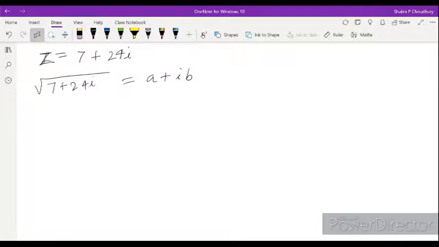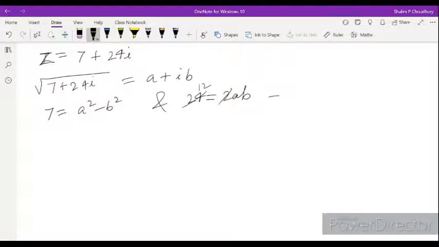So using the formula, 7, x is equal to a square minus b square. So 7 will be equal to a square minus b square and 24 will be equal to 2ab. So 2ab means it will be 12. It means a will be equal to 12 upon b. This is equation number 2, and this is equation number 1. Now putting the value of equation number 2 in equation number 1, what will we get?